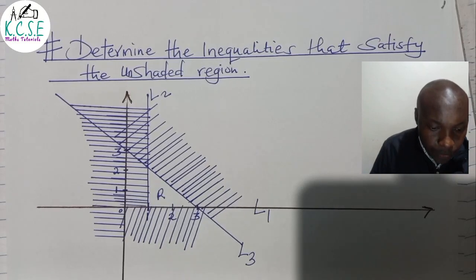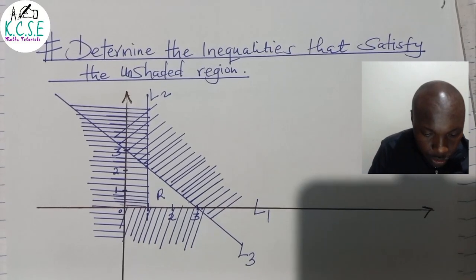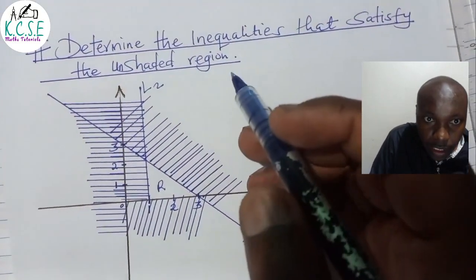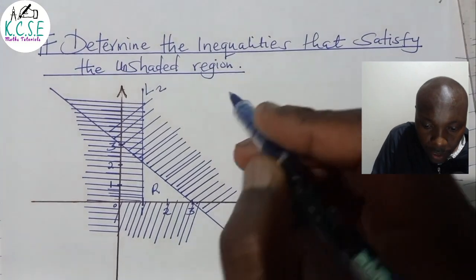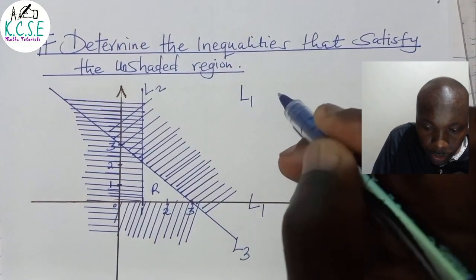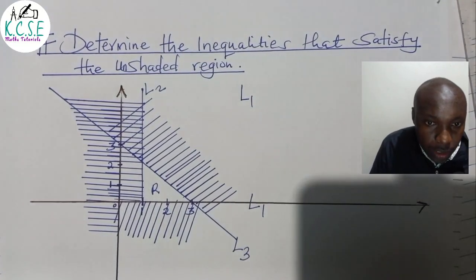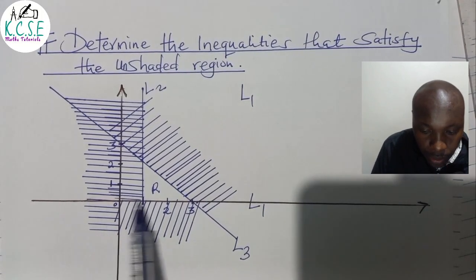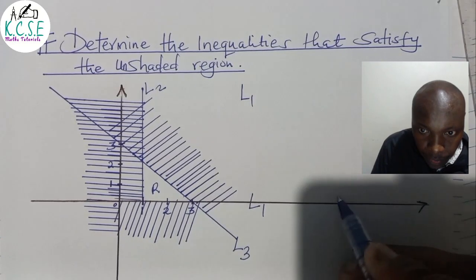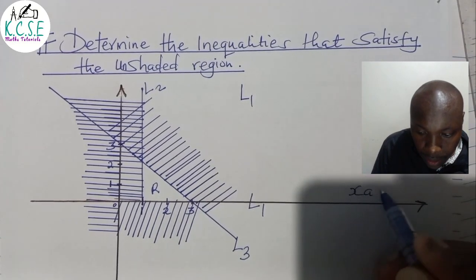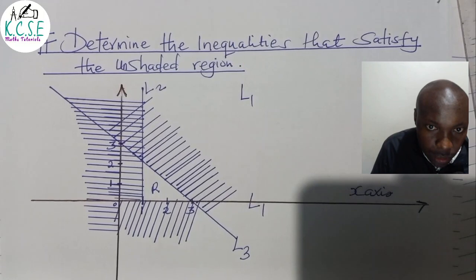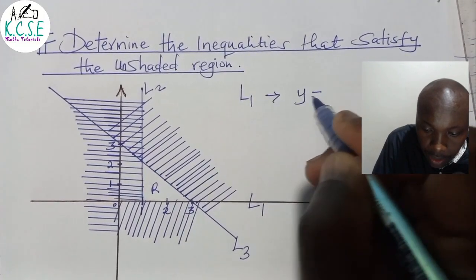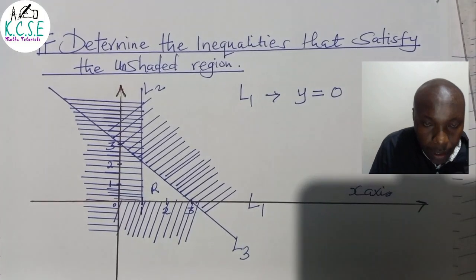So how do we get the inequalities that satisfy that region? We take each line at a time. I will begin by taking line 1, and I will get the equation of that line 1. Line 1 is the x-axis. And what is the equation of the x-axis? The equation of the x-axis is y is equal to 0.